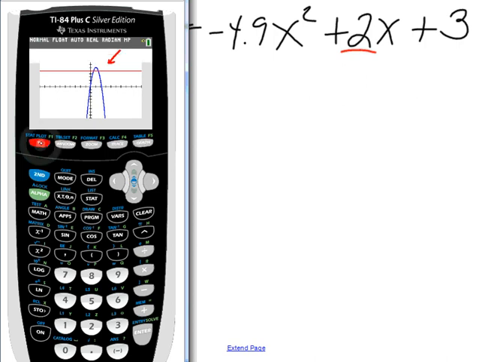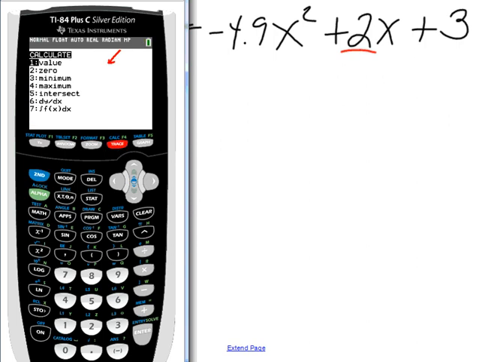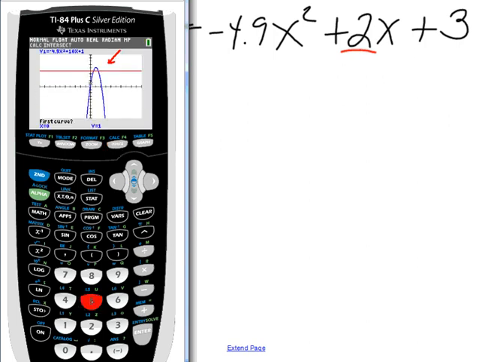So I go, second, calculate, intersect is number 5. And then I'm going to go to first curve. I really hate how they do this system. But first curve means, am I on the first line? Yes. Now it jumps to the other line. Am I on the second line? Yes. And the third question is really guess. That means get really close and then hit enter.